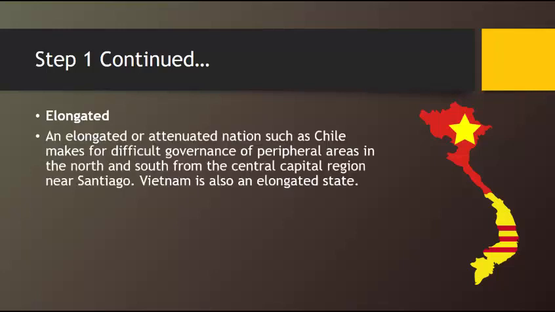Elongated. An elongated or attenuated nation, such as Chile, makes for difficult governance of peripheral areas in the north and south from the central capital region near Santiago. Vietnam is also an elongated state.